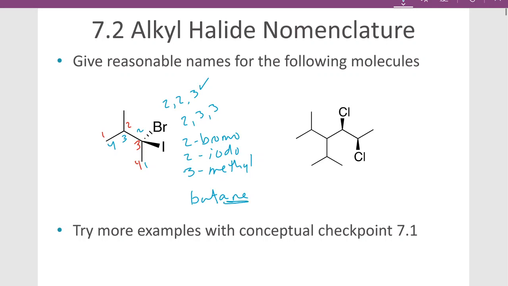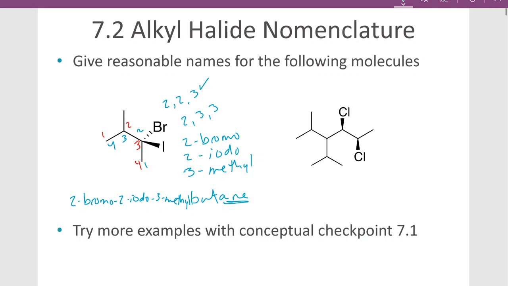We just have prefixes that are the substituents, so that's going to be 2 bromo, 2 iodo, and we put hyphens between the numbers and the letters, 3 methyl butane, okay? But we also have stereochemistry here, and therefore we're going to need to determine whether this molecule is R or S.